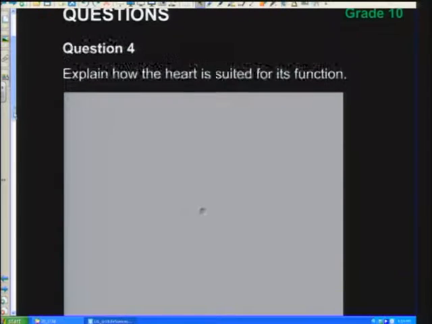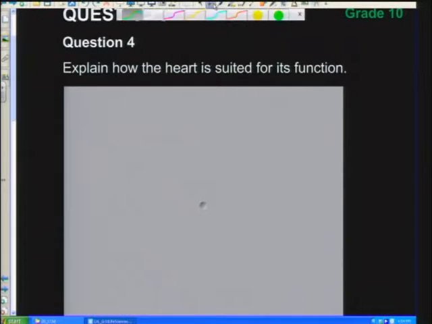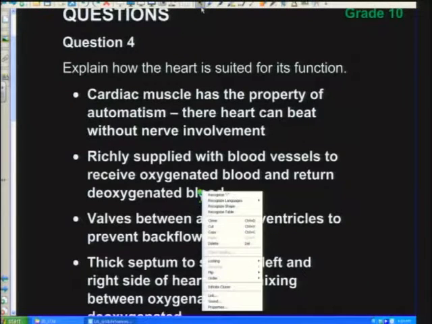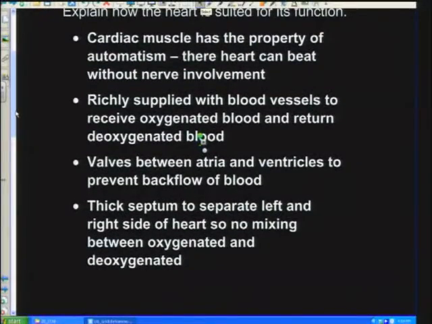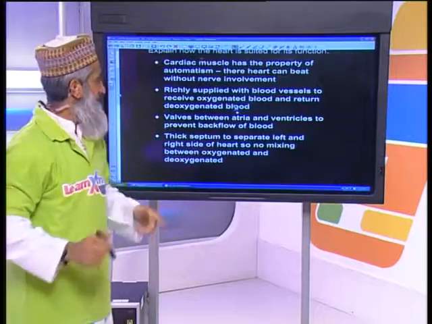The last question says, explain how the heart is suited for its functions. I'm just going to open that up for you. And we spoke about all this already. Cardiac muscle has automatism, so the heart can beat without any nerves.